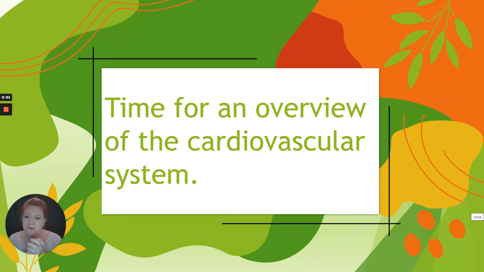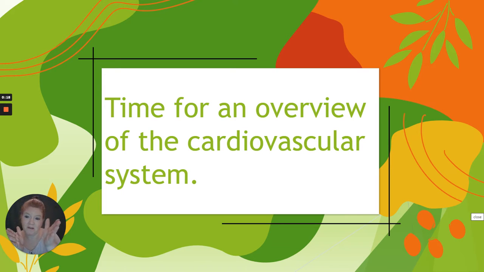All right, we're moving on to a new unit. This is the cardiovascular system. Sometimes it is referred to as the circulatory system. There's just a little bit of inaccuracy there. The circulatory system actually encompasses two systems, the cardiovascular system and the lymphatic system.